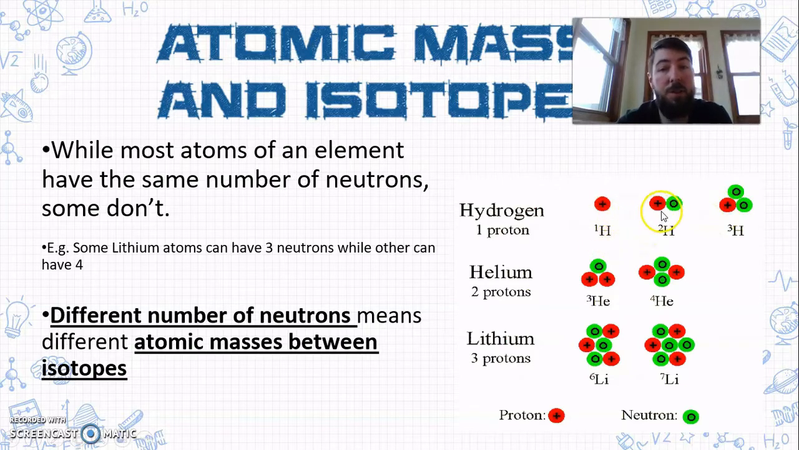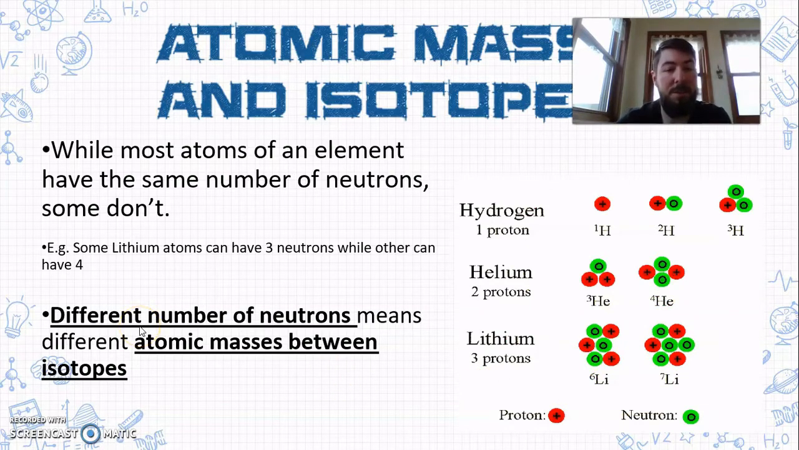But hydrogen can have a different number of neutrons. It can have 0, it can have 1, or it can have 2. So these are all different forms of hydrogen, which are called isotopes. So they're still hydrogen, they have different forms. You can see the same thing here with helium. This helium has 1 neutron, this helium has 2 neutrons, but they're both helium. And then the same thing here with lithium.